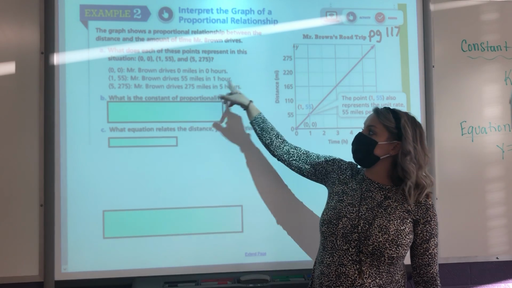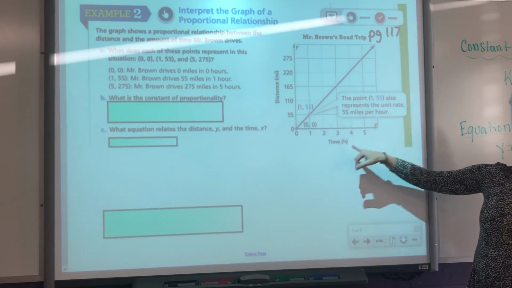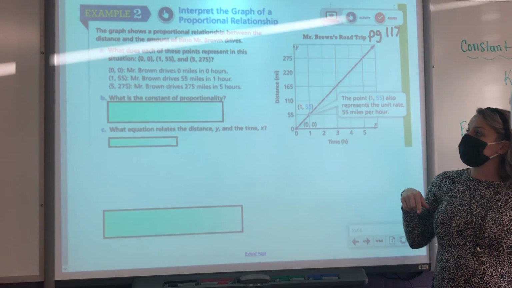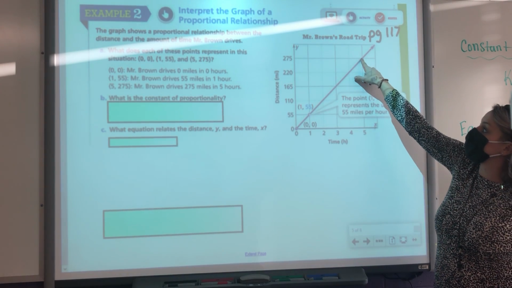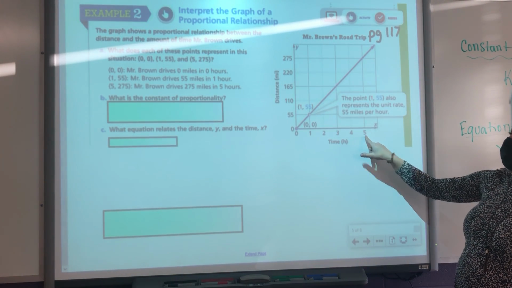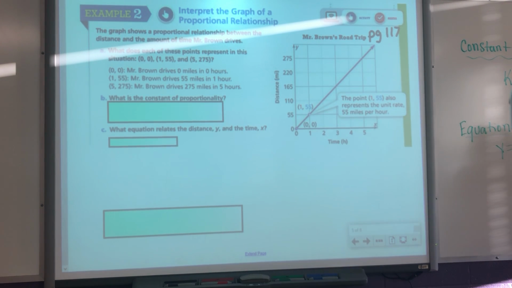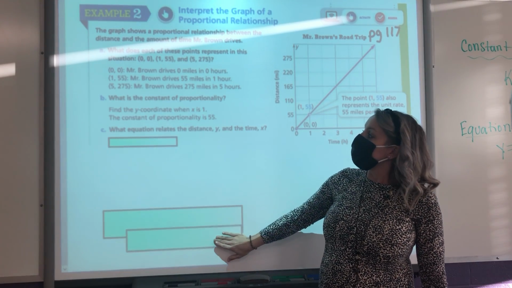Okay, so 0, 0: Mr. Brown drives 0 miles in 0 hours. 1, 55: Mr. Brown drives 55 miles in 1 hour. And then 5, 275: he drove 275 miles in 5 hours. So what's the constant of proportionality? 55, very good. So K equals 55.